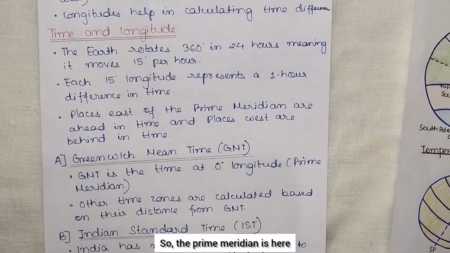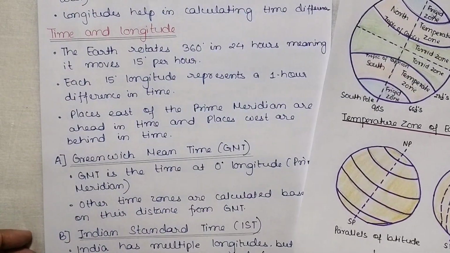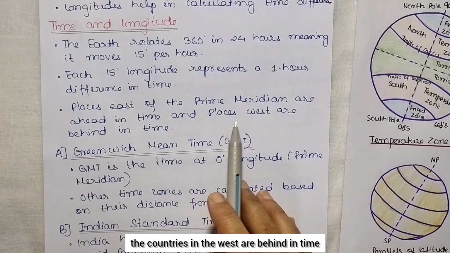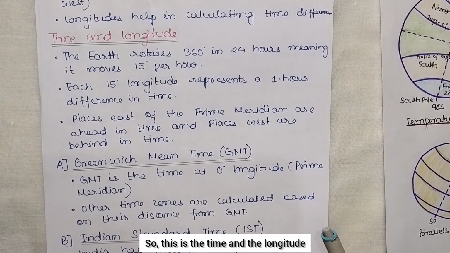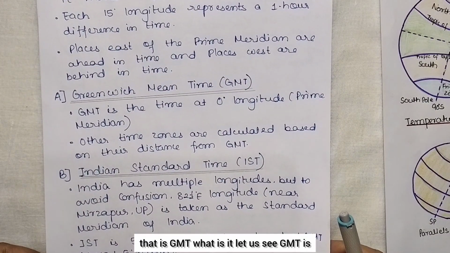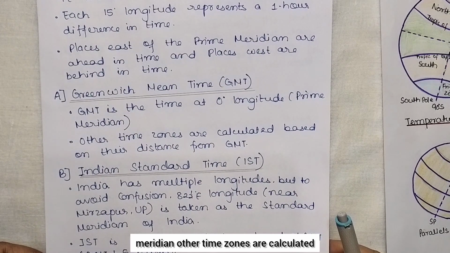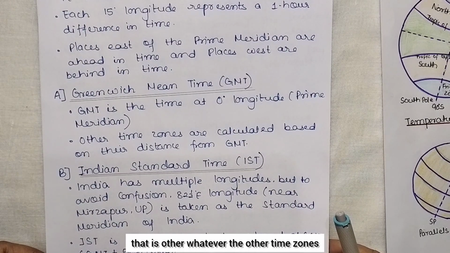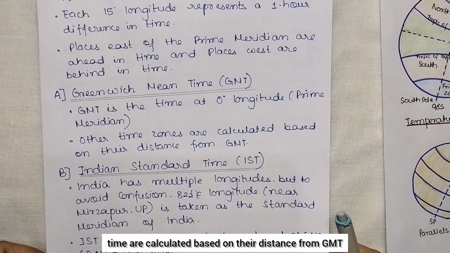So the prime meridian is here. See here, the prime meridian is here. So places in the east direction are ahead in time, whereas the countries in the west are behind in time. Okay, so this is time and longitude. Now Greenwich Mean Time, that is GMT, what is it? Let us see. GMT is the time at the 0 degree longitude, the prime meridian. Other time zones, like Indian Standard Time, are calculated based on their distance from GMT.